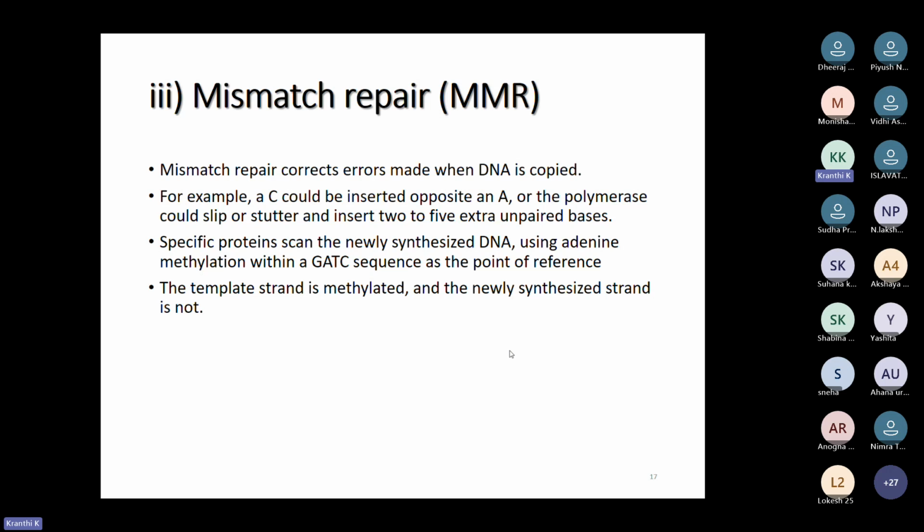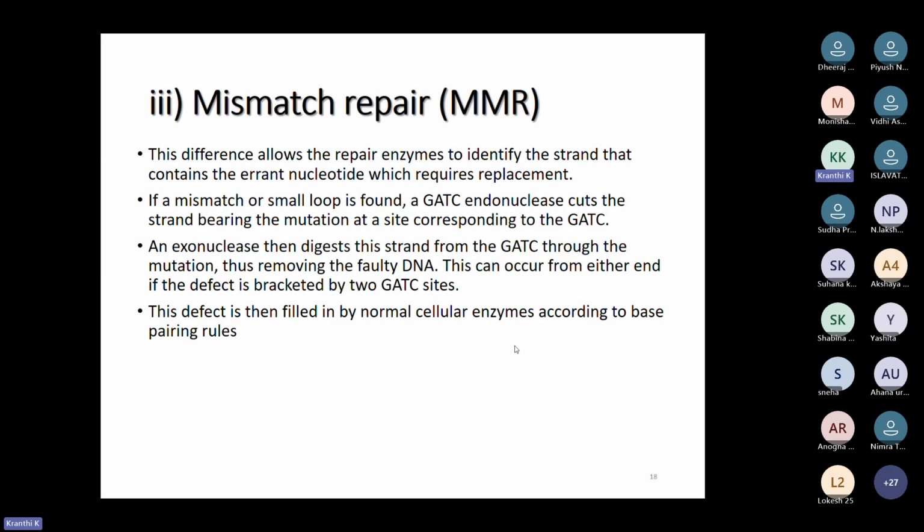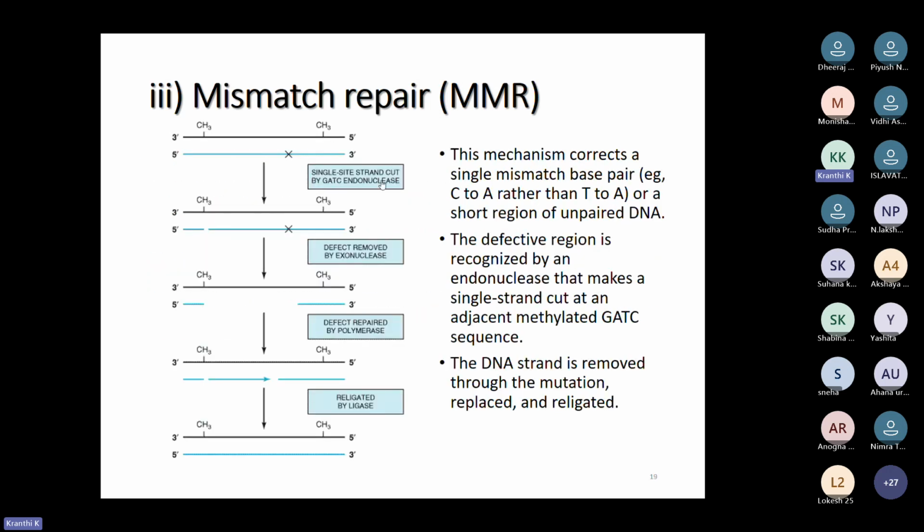Clear? So these things will happen. Mismatch repair means, let us see this. Single strand cut means here it is not cutting the two strands, right? Because no need. Because this is the newly created strand, this is the old strand, right? So single strand cut by GATC endonuclease. Then the defect is removed by exonucleases. Then it will synthesize. Simply, mismatch repair means when the new strand is not matching with the old strand, then it will do the repair.